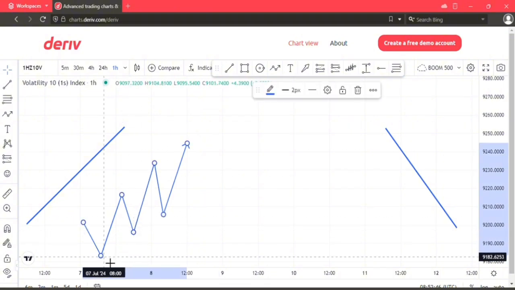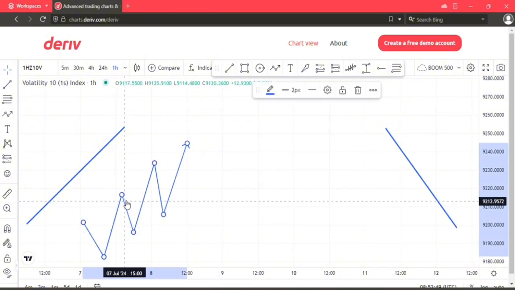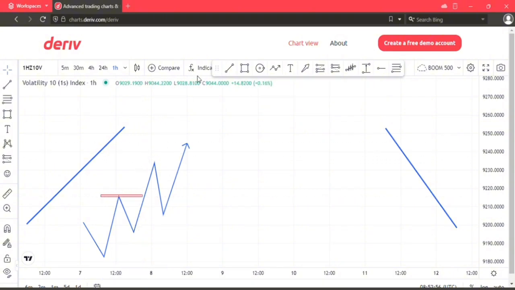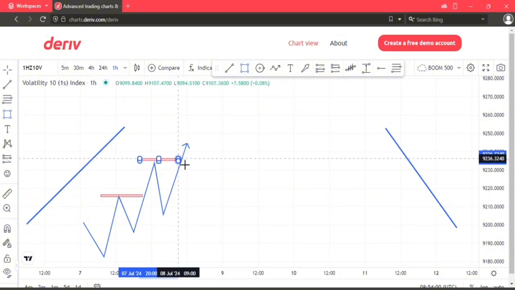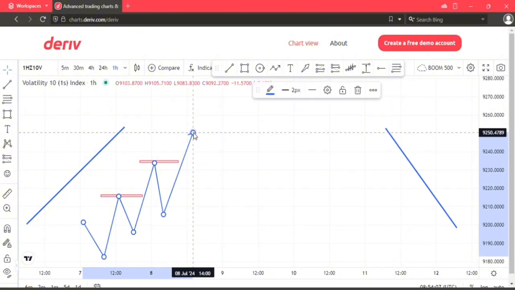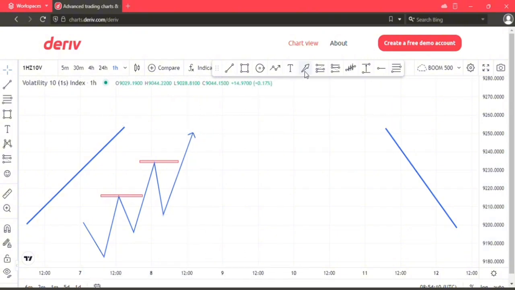First, we have a break of structure right here, which creates BOS. Second, we have a break of structure here, which creates BOS. So right here you have to wait for the market to reverse. So let's use Fibonacci retracement here at the last low and the last high. That is where you are going to target.